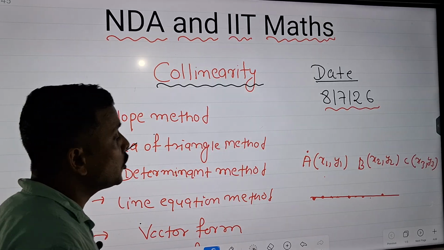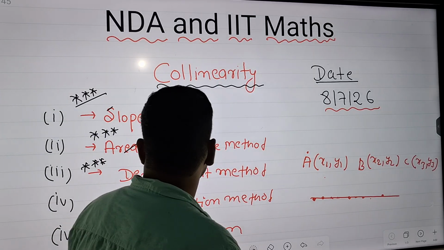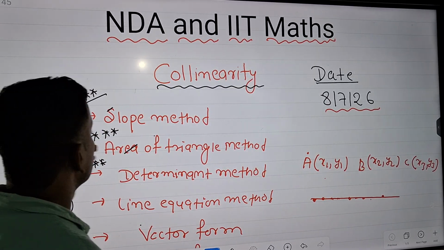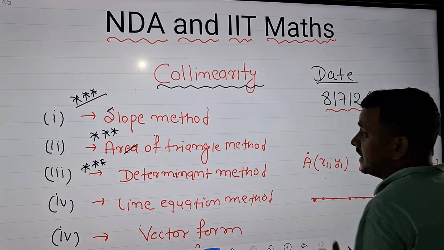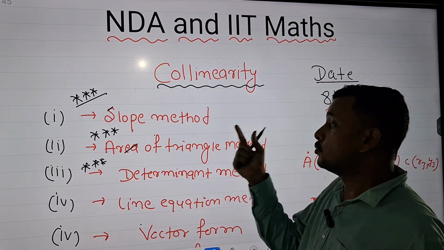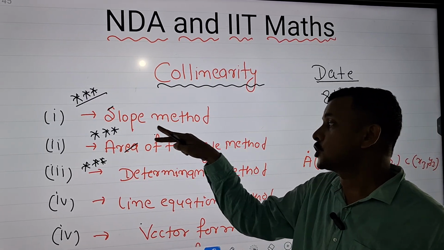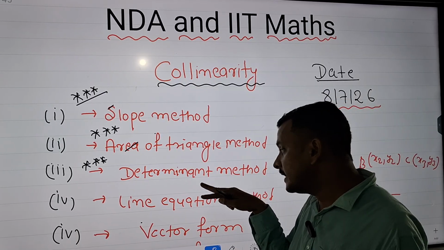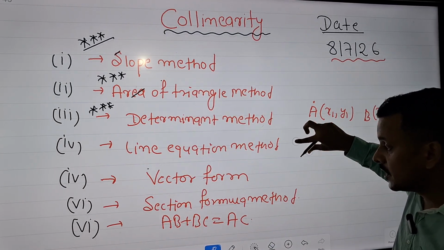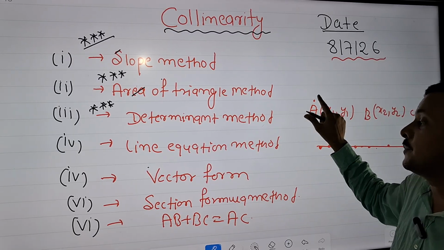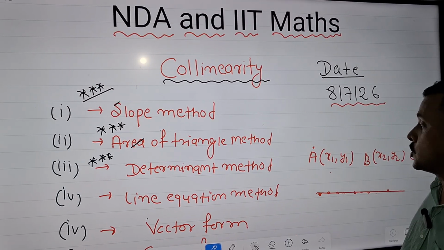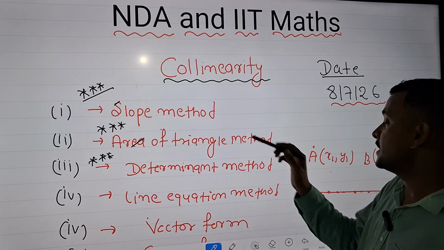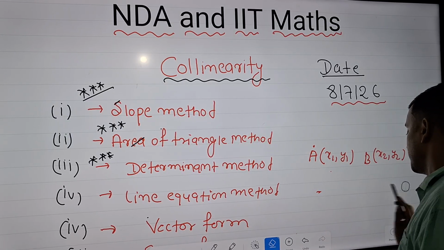Now, how will you find the collinearity of 3 points? There are many methods, and the most important methods are the slope method, area of triangle method, determinant method, and section formula method. Okay, so first of all I will explain what the slope method is.